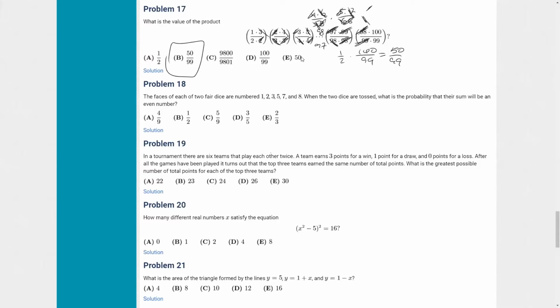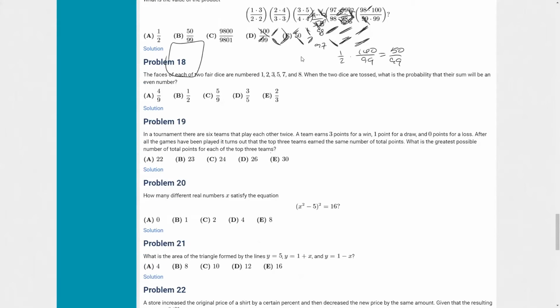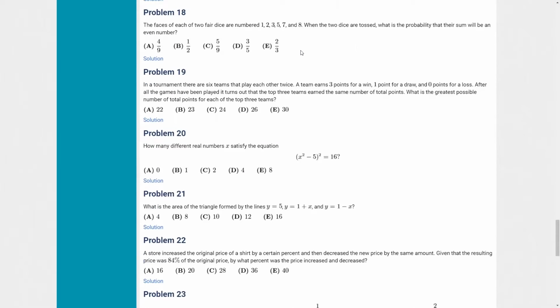So all we have to do is pick up on this pattern and see how easily we can solve problem 17, and the answer to 17 is B.